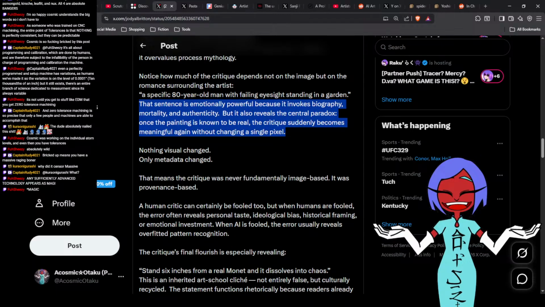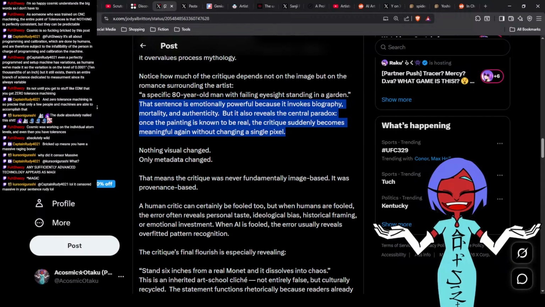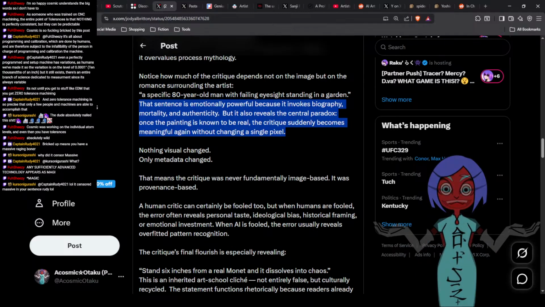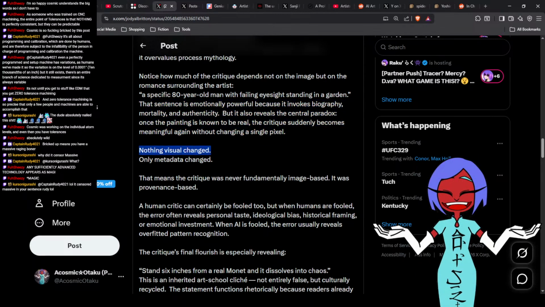But it also reveals the central paradox. Once the painting is known to be real, the critique suddenly becomes meaningful again without changing a single pixel. Yes. Oh my god. Nothing visual has changed. Only metadata has changed. Absolutely. Yes. Oh my god. This man. Oh, I love this man.